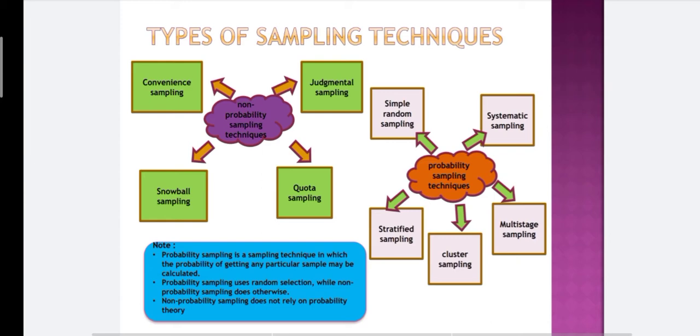Kenapa? Because probability sampling technique uses random selection, while non-probability sampling does otherwise. So kalau kita gunakan probability sampling technique, the sample is selected based on known probabilities. All the elements ataupun all the population, all the subjects ataupun objects will have the same chance to be selected.